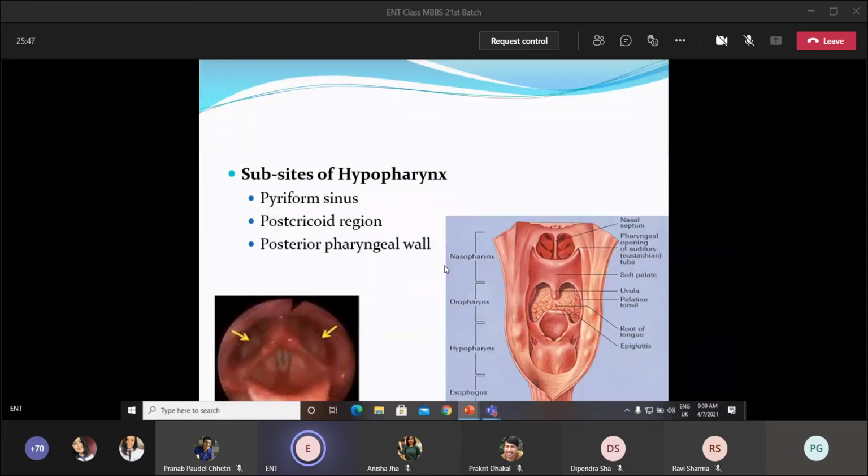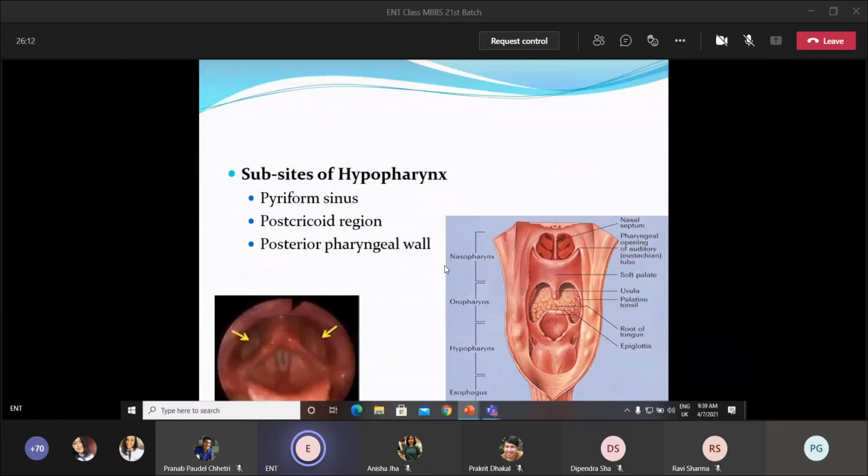So whenever somebody asks you about hypopharynx, you need to know that it has got three main regions. Okay, the first one is piriform sinus. All three regions start with letter P. So easy to remember: piriform sinus, postcricoid region, and posterior pharyngeal wall.